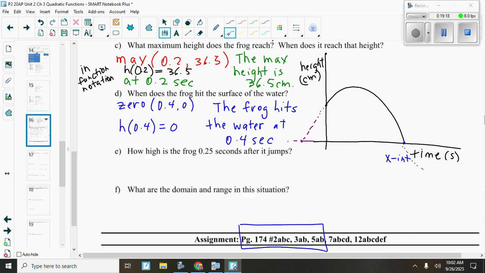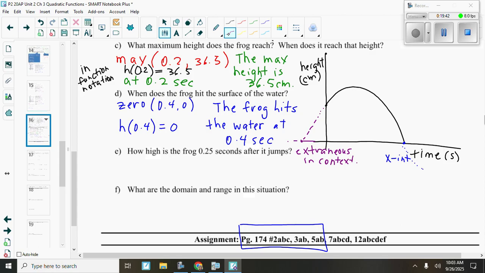Same thing is happening here. In this situation, we don't deal with negative time. So even though mathematically there is a root there, it would be extraneous in the context of our question. But I did want to let you know that it does exist. So it's extraneous in the context.